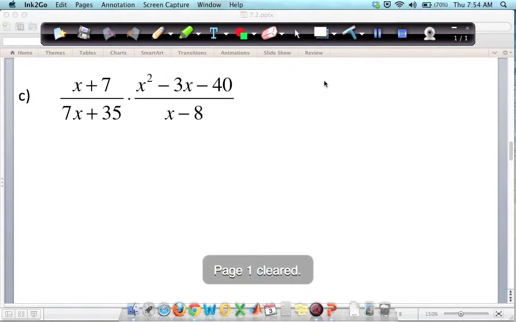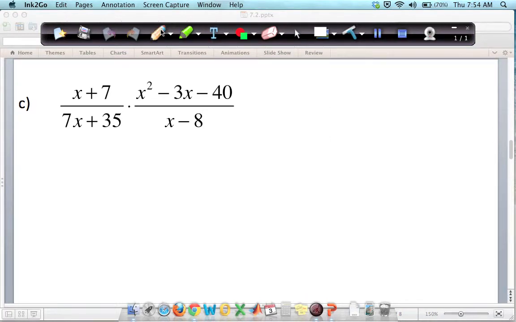Okay, for our third example, this needs to be simplified by being factored before we can even try and cross-cancel. So in the first fraction, in the denominator, we can pull out the GCF. What's the GCF of 7x and 35? It's a 7. And this becomes x plus 5 times, I'll rewrite the denominator first because that cannot be simplified.